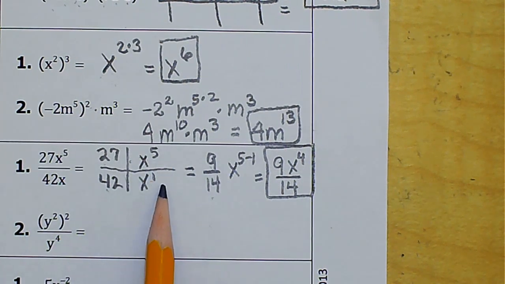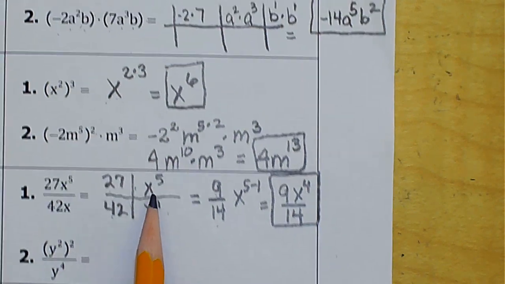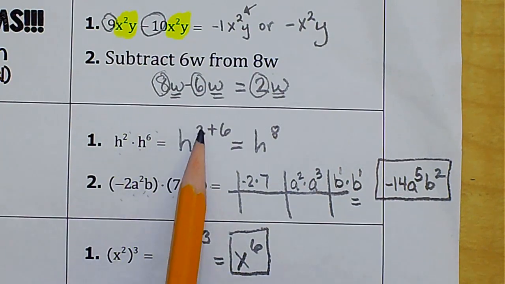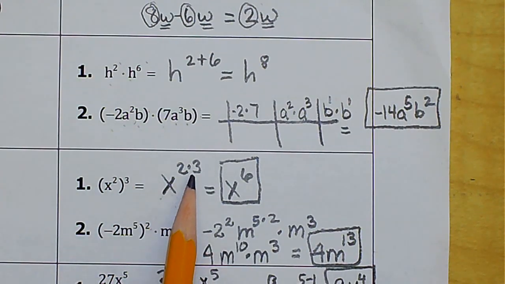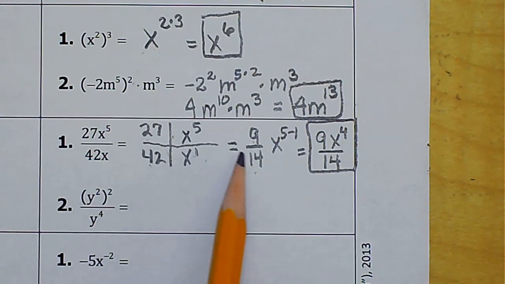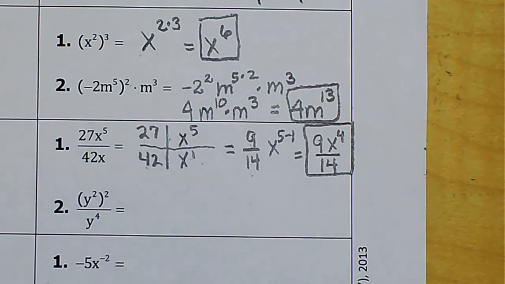We subtract the exponents. So whenever we see something like this, we're going to subtract the exponents. When they're next to each other, we add the exponents. When it's raised to a power, we multiply the exponents. So that's the difference. So how are we going to do this one?